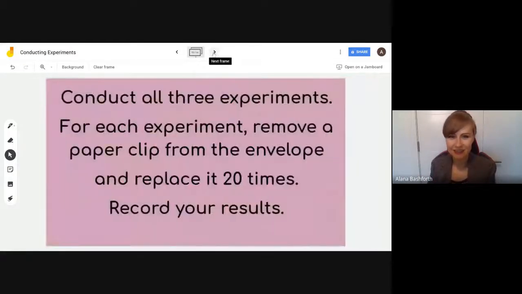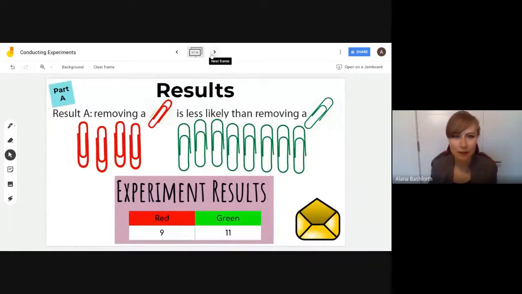The next thing that you do is conduct all 3 experiments. For each experiment, remove a paper clip from the envelope or cup and replace it, 20 times, and record your results. I went ahead and did this ahead of time so that you wouldn't have to watch me pulling a paper clip out of a cup 60 times in a row, because there are 3 experiments. But I recorded the results, and this is what it looked like.